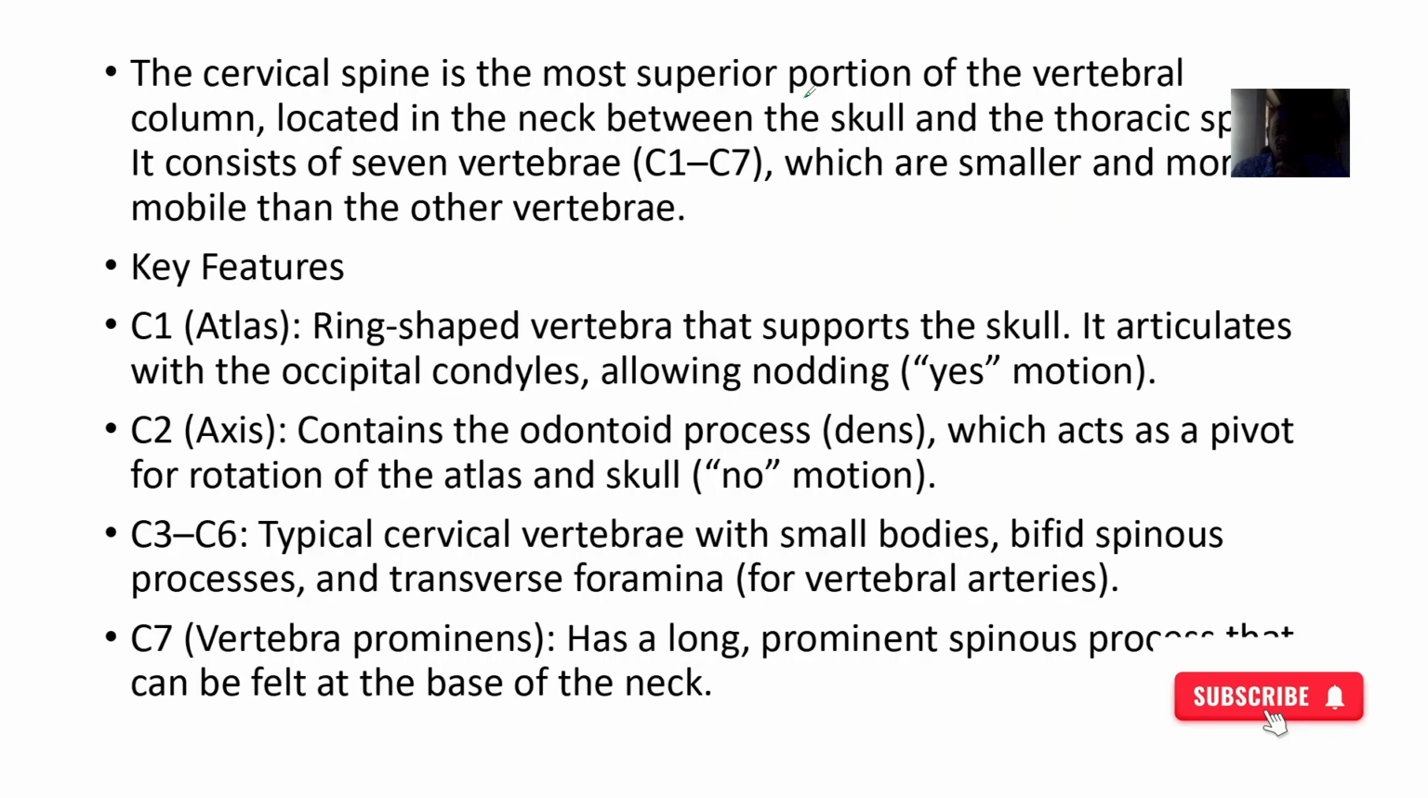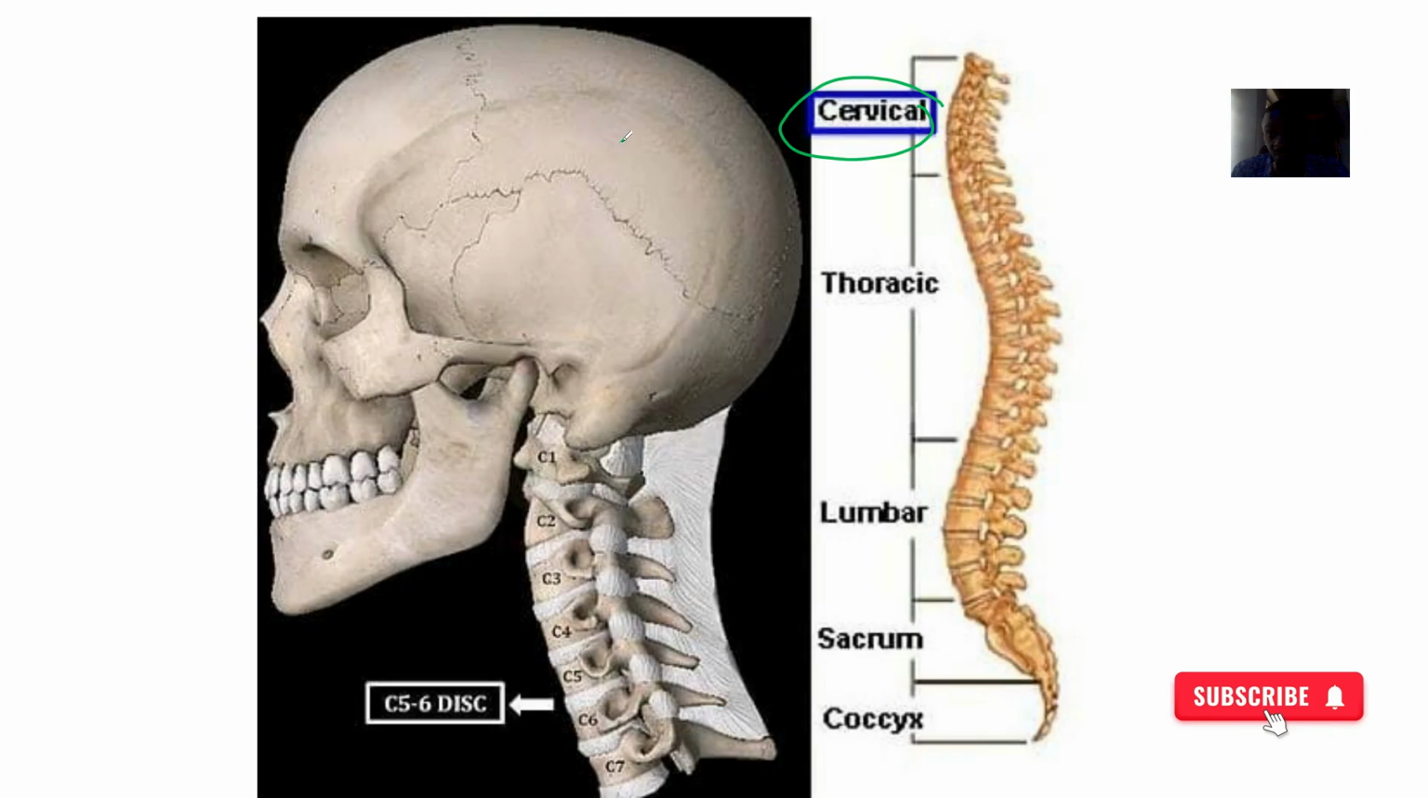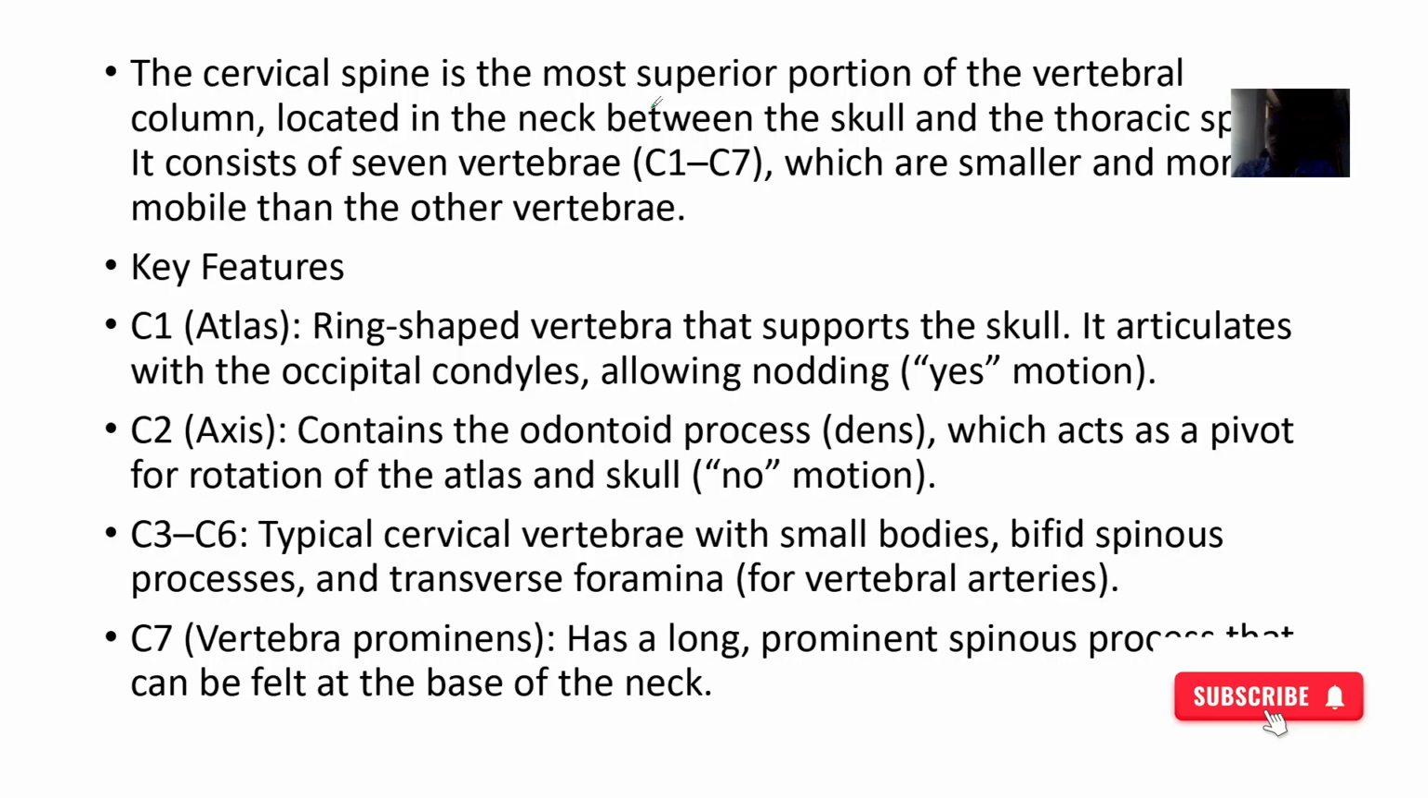So the cervical spine, we said, is the most superior portion of the vertebral column, and is located in the neck. This is between the skull and the thorax. Do you understand? You have the skull right up here, you have the thorax beginning from here. So in between, you have the cervical spine. They are from number 1 to number 7.